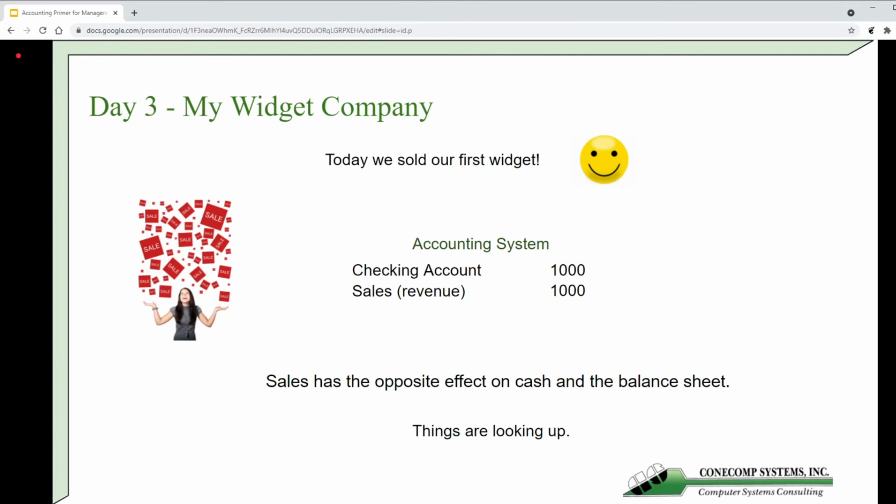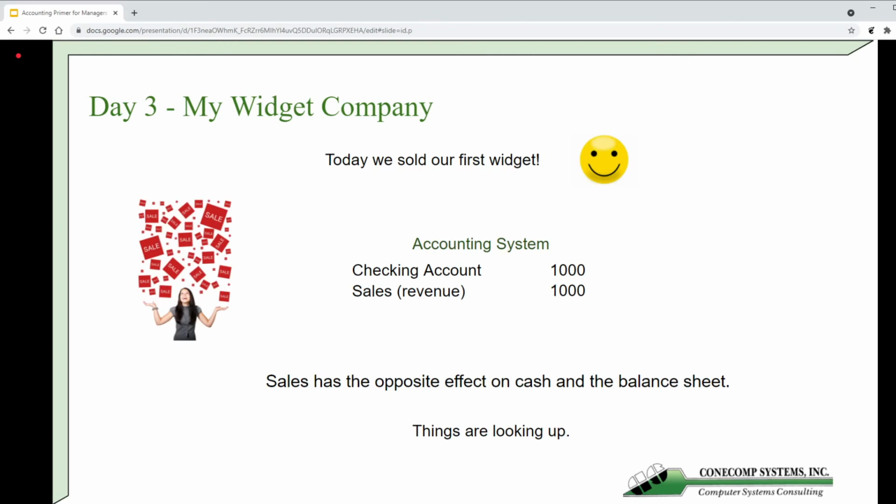Day 3 of our Widget Company, we sold our first widget. So we'll see the reverse happening. We had a sale, and we sold it for $1,000. So now we increased our checking account by $1,000, and we did it recording an entry against a sales account, which is part of the revenue group of account numbers, for also $1,000. We see the effect of revenue accounts is the opposite of what the effect that expenses had. It increases our cash and improves our balance sheet. So things are looking up in our new company.